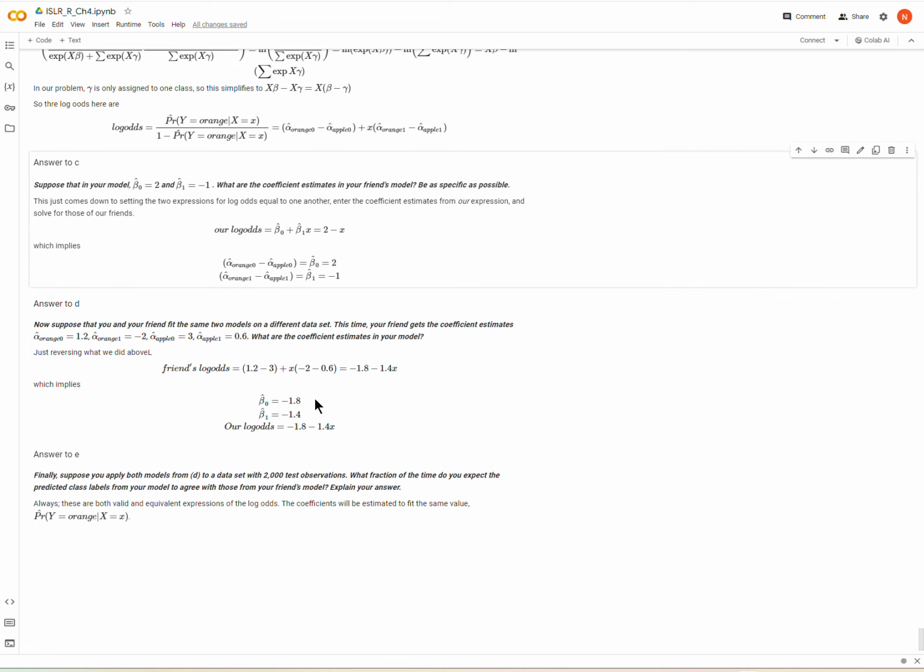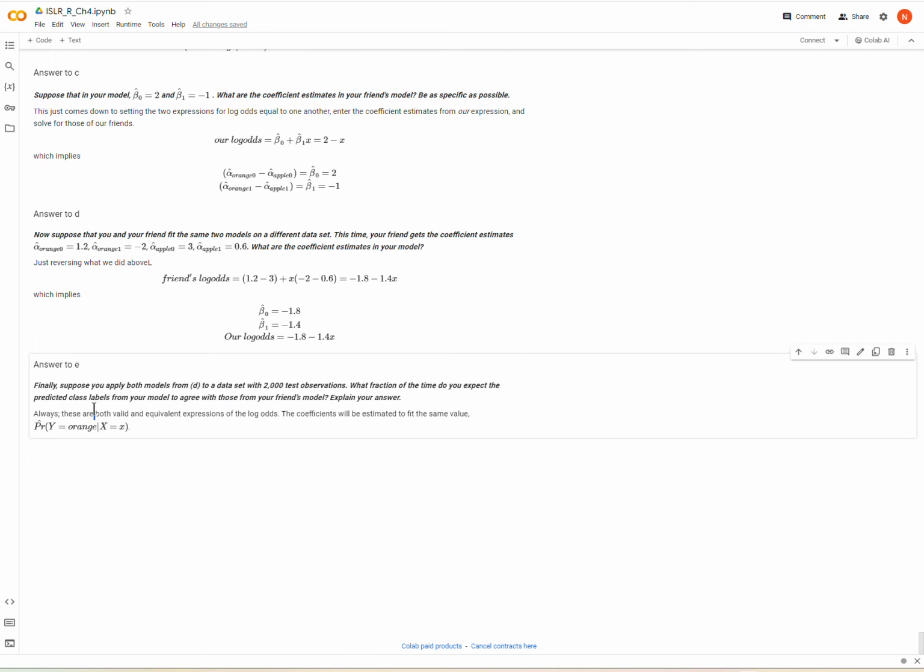Now we just go the opposite way. Our friend runs their softmax, and they get the following estimates for the coefficients, which are highlighted here. And so now we want to figure out what our coefficients are, and maybe even what our log odds would be. Once again, this would be the expression for our friend, and this simplifies to that, and this again represents our intercept and our slope. So our beta coefficients would be here, and then we could even put an expression for the log odds, which would be basically the same.